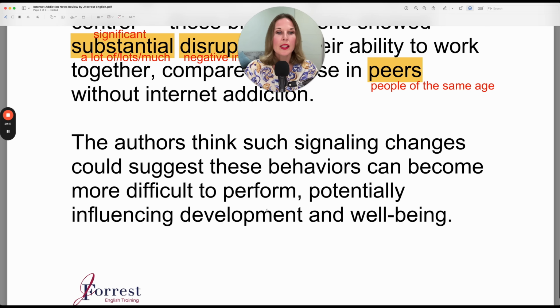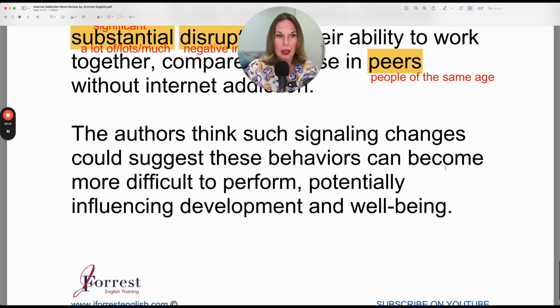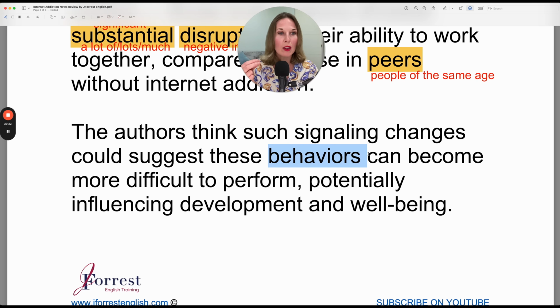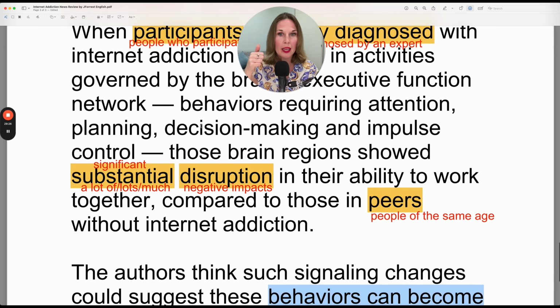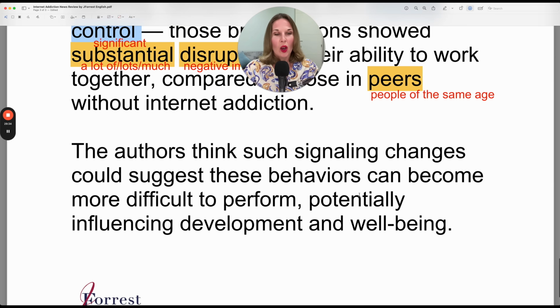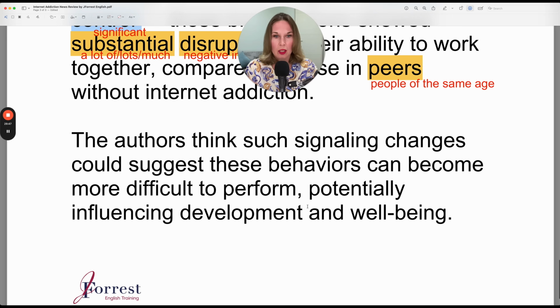potentially influencing development and well-being. So these behaviors can become more difficult to perform. The behaviors being decision-making, paying attention, planning, controlling your impulses. So those behaviors could be more difficult because of this impairment in your brain signals because of internet addiction.